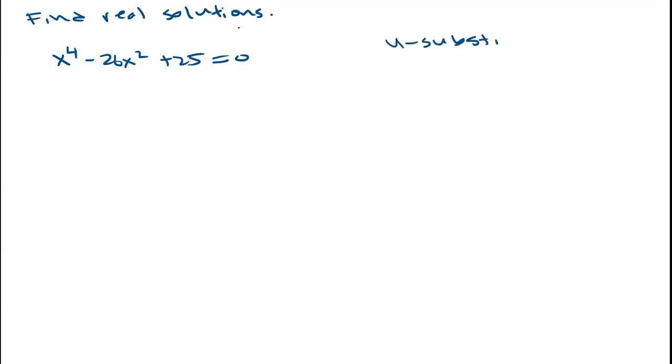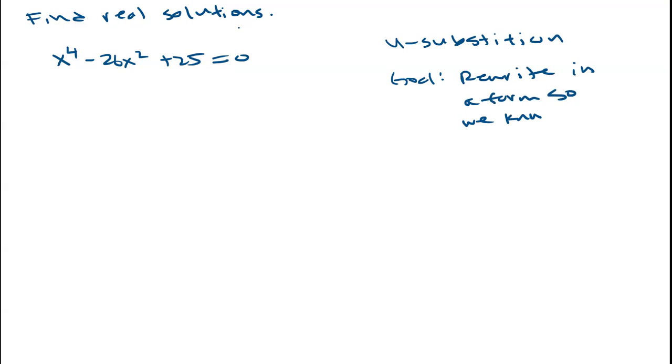And we use that a lot in calc. So U substitution. What do I substitute? Well, we want to rewrite this in a form so we know how to factor. Like I said, there's a couple of ways, but one way I'm trying to show you is the U substitution. I know there are other ways of solving this, but in particular, I'm just using the U substitution.